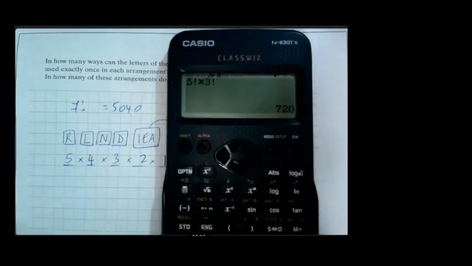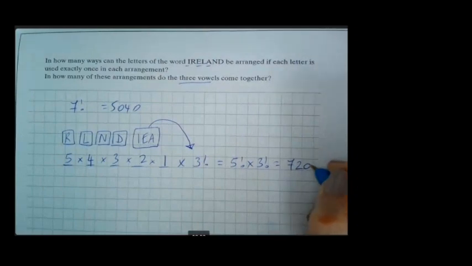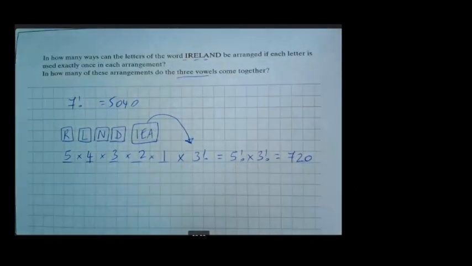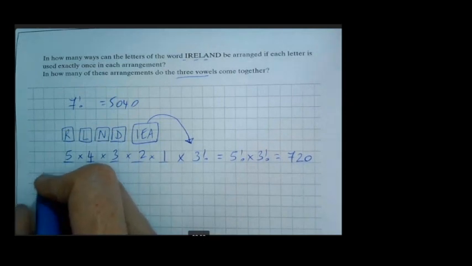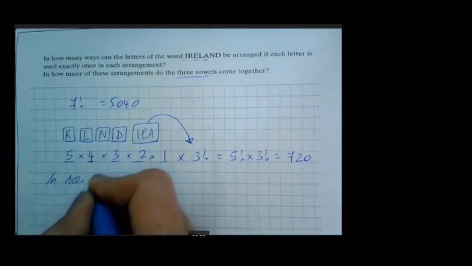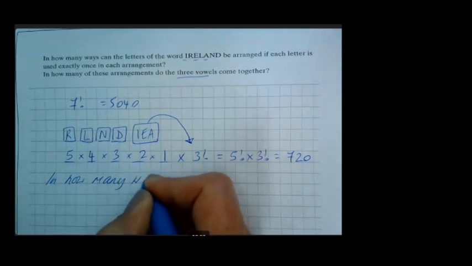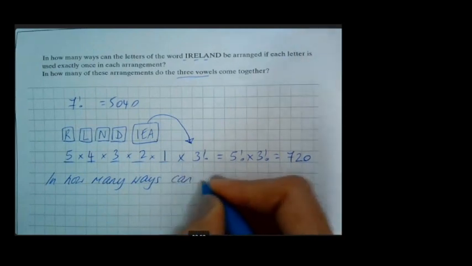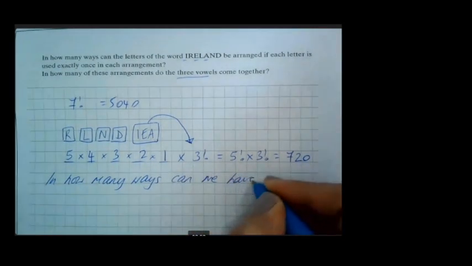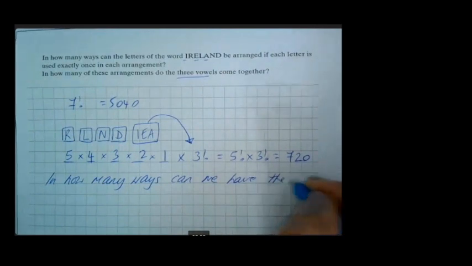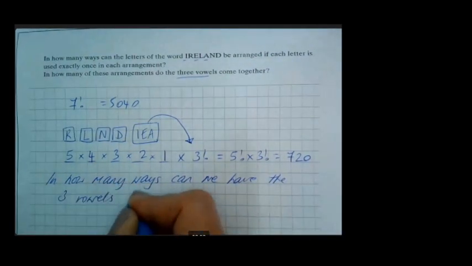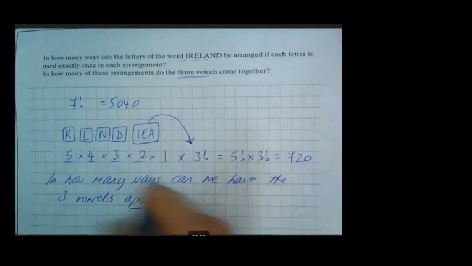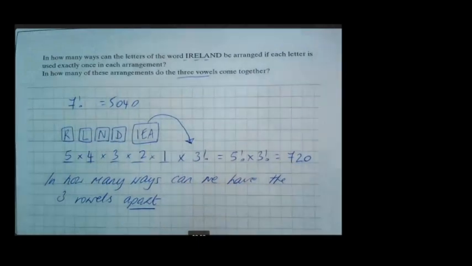And the answer is 720. Okay, now I'm actually going to add in a question here, because this is another thing that can be asked. And that is, in how many ways can we have the 3 vowels apart?